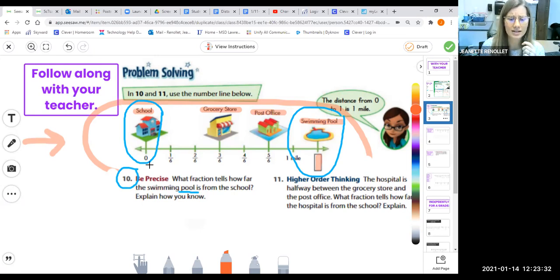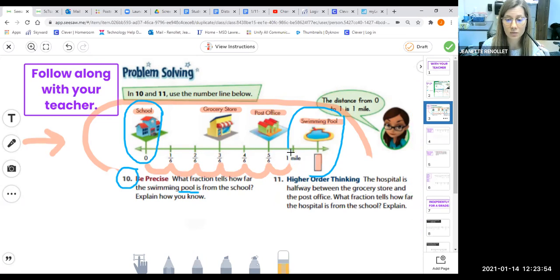Okay, so let's look at our model very closely. Let's look at the model and see what unit fraction they're using. Okay, I notice a jump to 1/6, 2/6, 3/6, 4/6, 5/6, and then 1 whole. I notice that we are now at the 1 whole. Let me circle that for you.